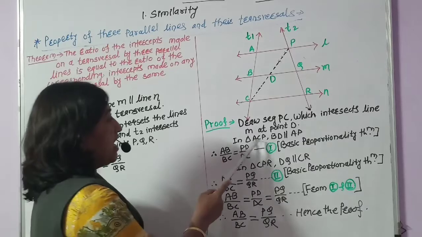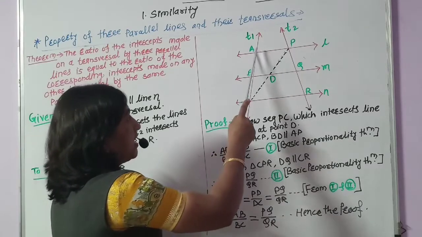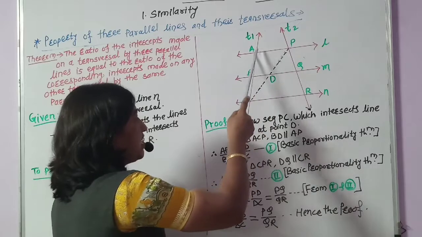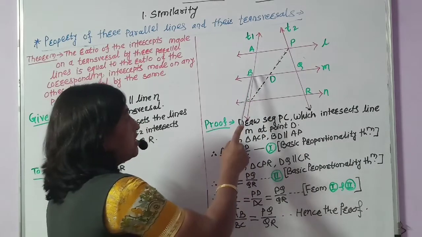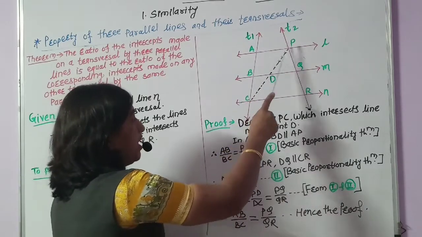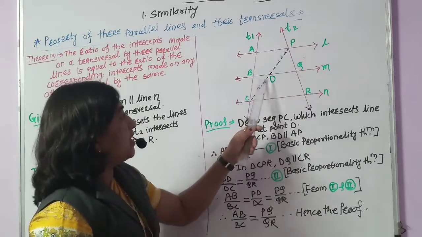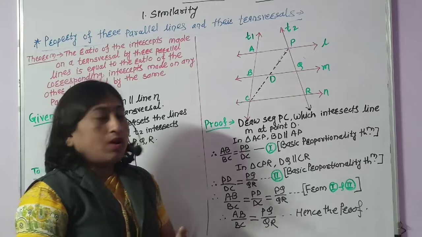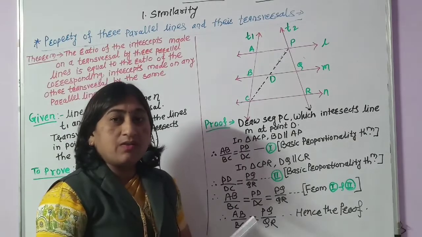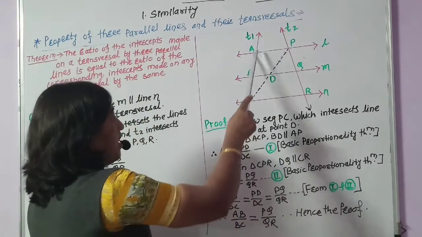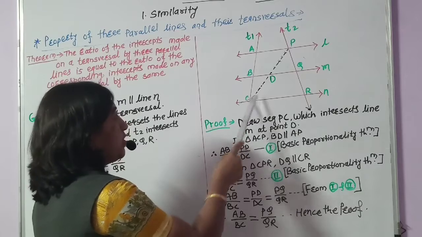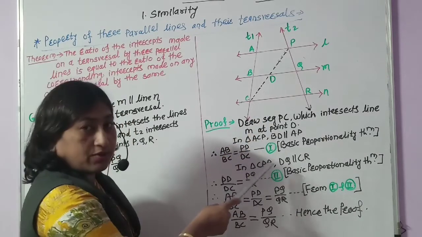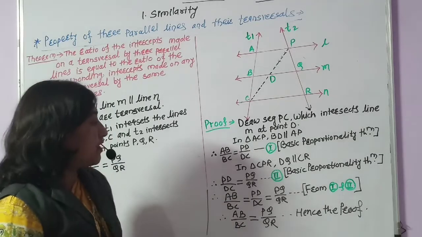Therefore, in triangle ACP, BD is parallel to AP. Therefore, by using the BPT theorem, we write AB upon BC, which is equal to PD upon DC. See here, by using the basic proportionality theorem.